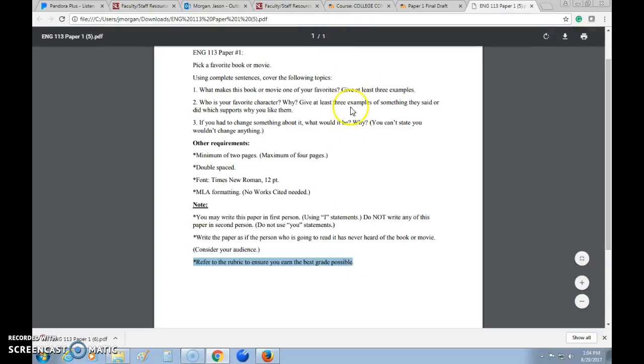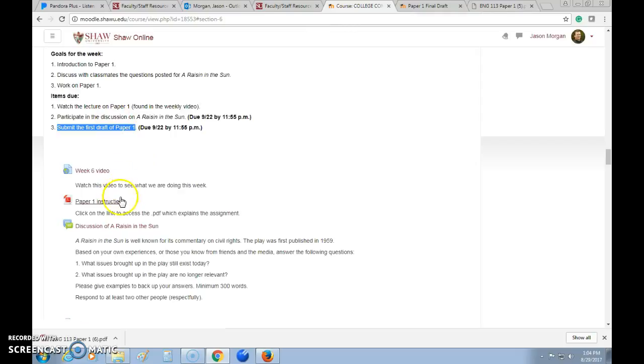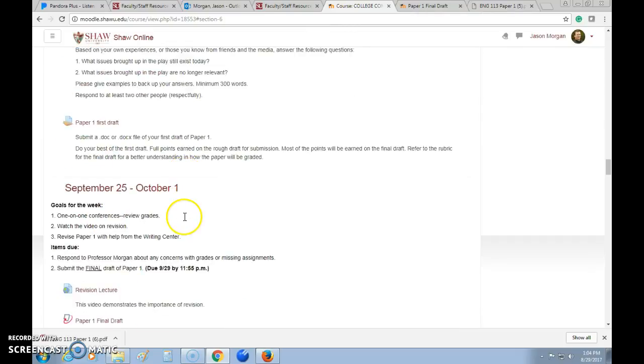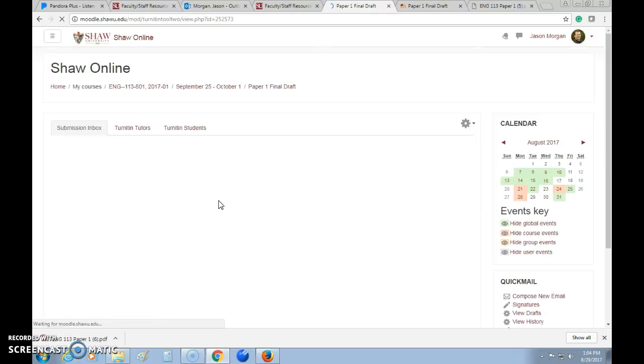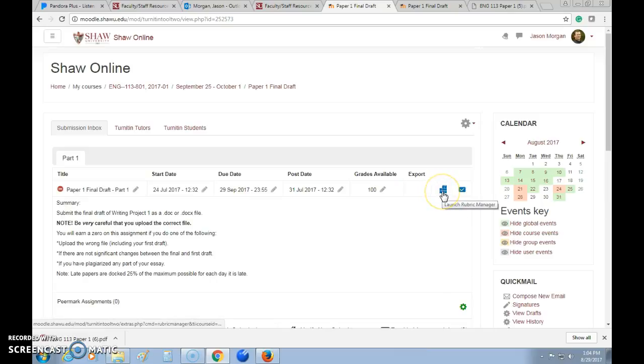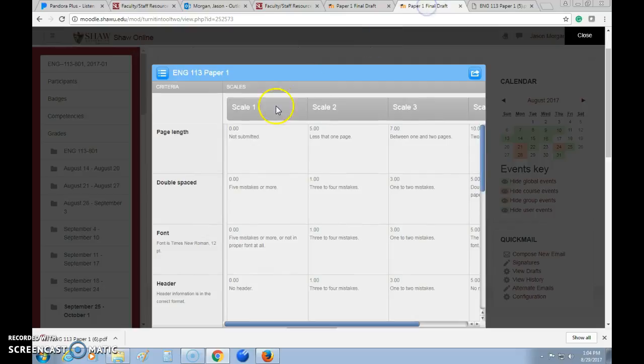To look at the rubric for this paper, if you go back here, the rough draft is due this week, and then the final draft is due next week. So to look at the rubric of how it's going to be graded, you would click on Paper 1 Final Draft, and then you click on this button right here. I've already done that on another tab so you can see it, and that pulls up the rubric.